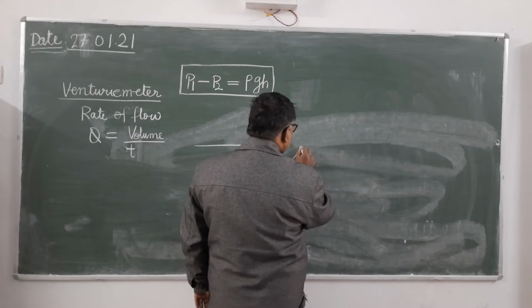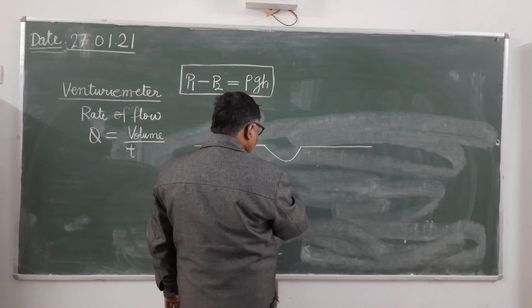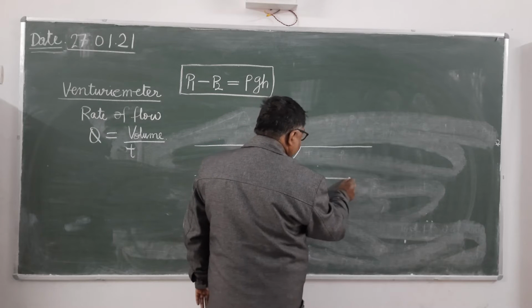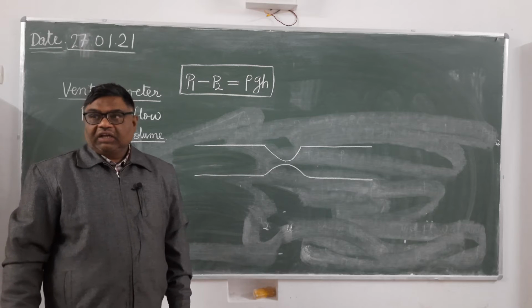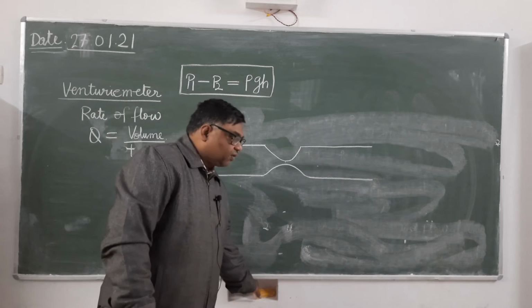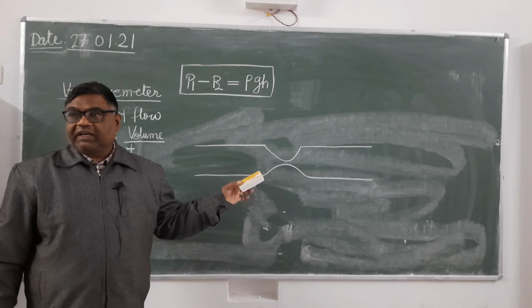Construction means a small passage, means the tube becomes narrow at the middle. At the middle it becomes narrow. Is it clear? And here what is the foremost requirement of this? This tube should be arranged horizontally at that depth.